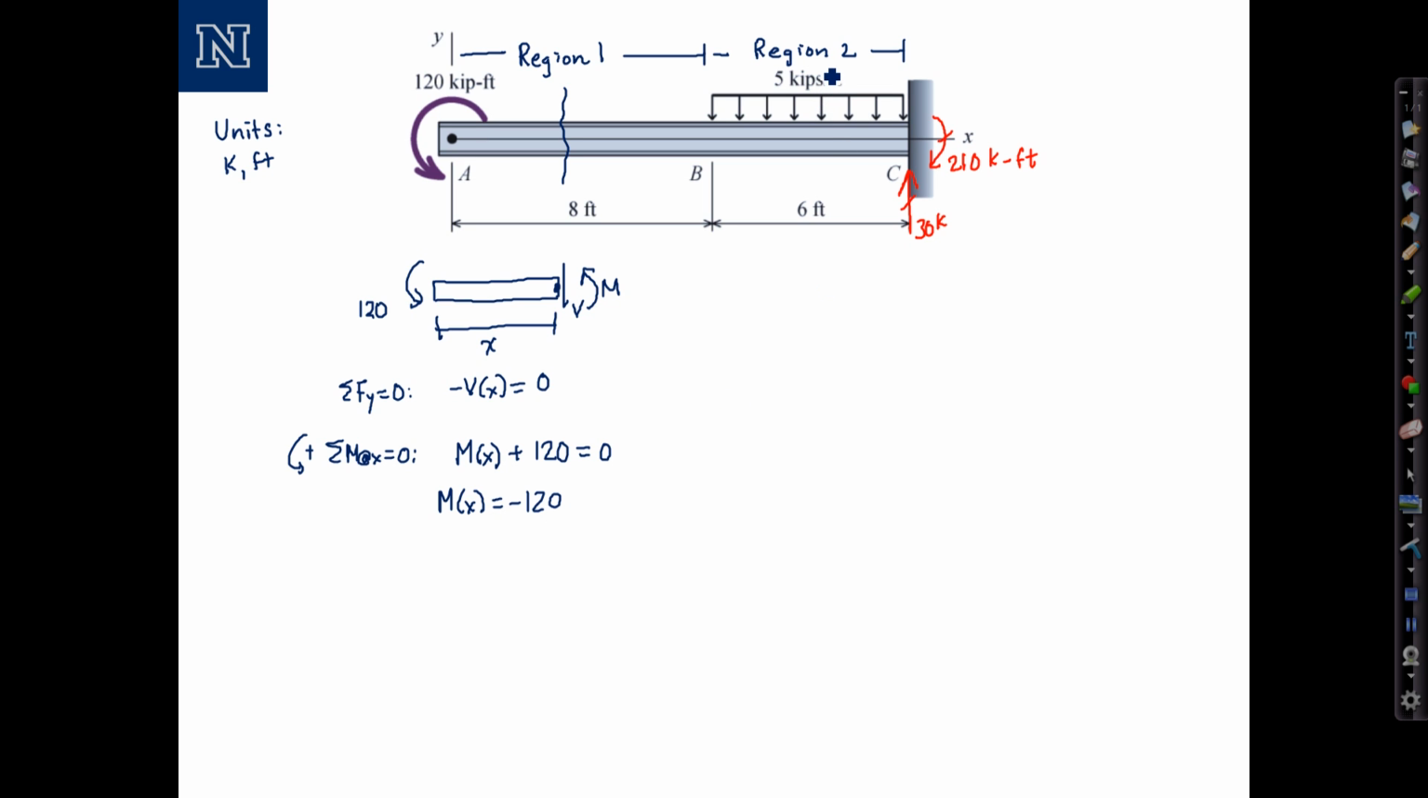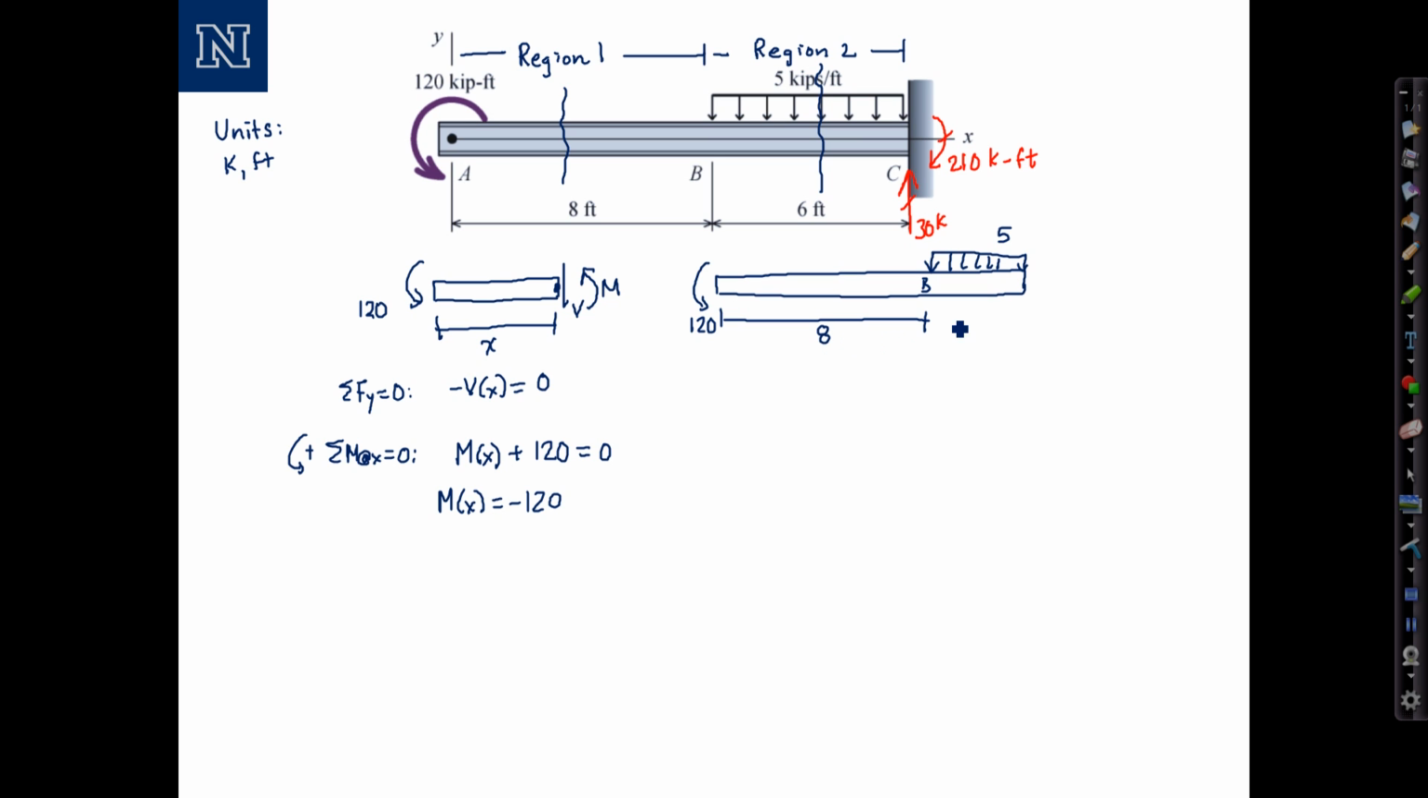Now let's analyze region 2. We make a cut somewhere in the middle of region 2, draw a free body diagram to the left of the cut. Note that this is not lined up with my sketch above. Add in any known support reactions or loads. So we have a 120 kip feet concentrated moment at the end. Somewhere over here, assumed point B, we have the distributed load of 5 kip per feet acting to the right of point B.